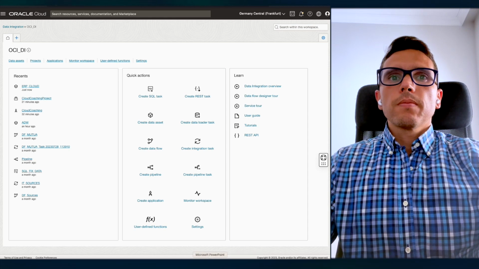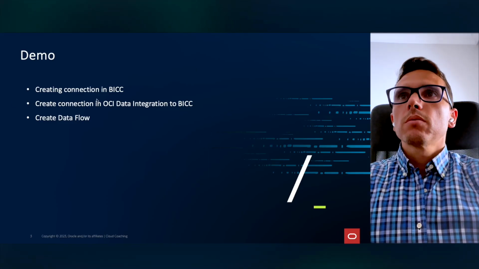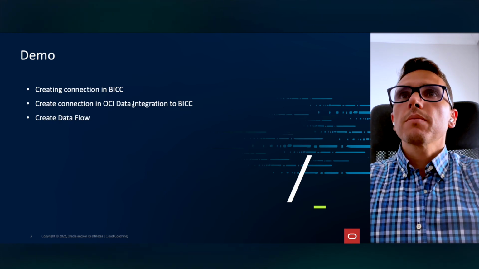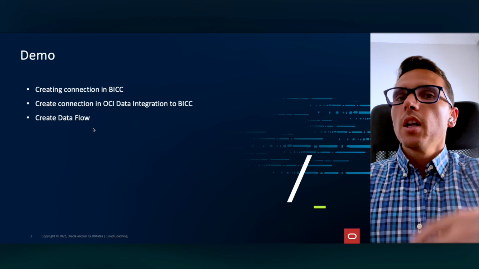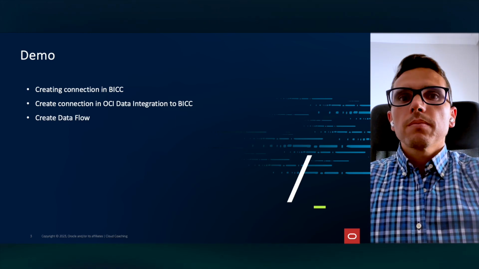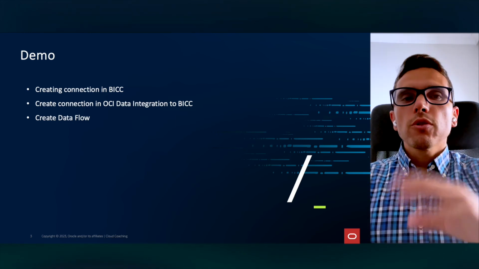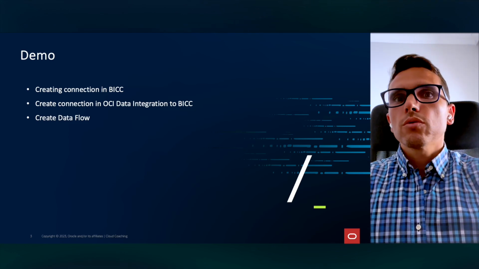Now, if I go back here, I've already done this part, and now the second point, that is just to create a connection. Now we are going to the last one, that is just pick a simple view object and just extract the data and load it into Autonomous.